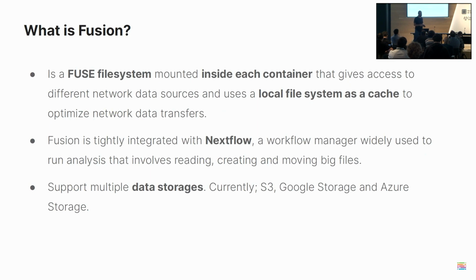Fusion file system is just a fuse file system, and the very important thing is that it runs inside the container next to the process that has to use it, and it's using the local disk as a cache, to store intermediate chunks of the files that it's using when reading and writing. Another important feature is that it's very tightly integrated with Nextflow. So each process that runs in Nextflow will come with its own Fusion file system inside the container.